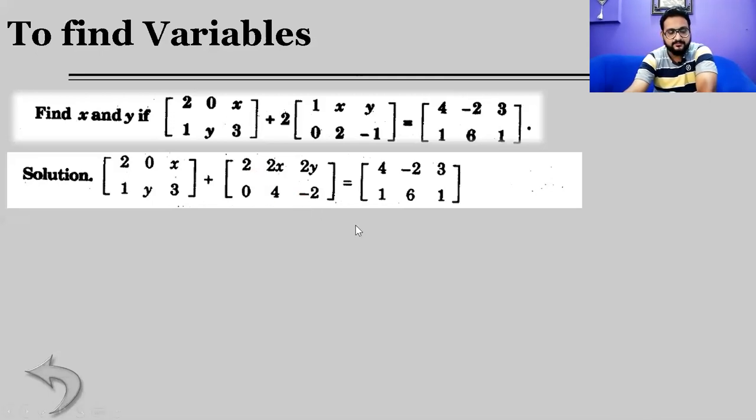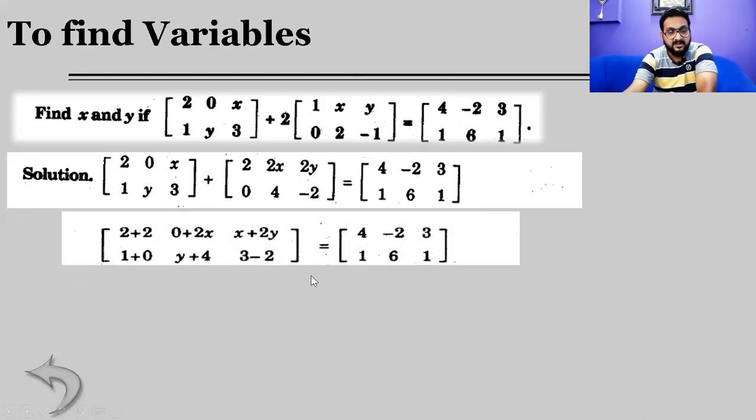Now we find the addition of these matrices. Okay, now we add both matrices by the rule of addition. The order of both matrices is the same, so the simplification is possible.